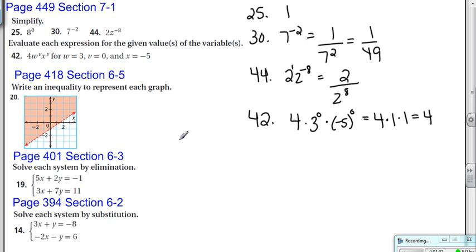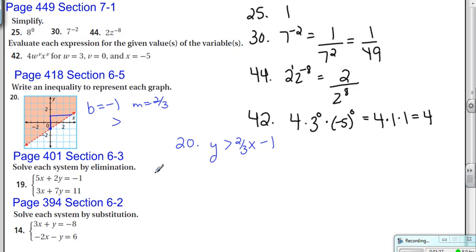Number 20, you have to write an inequality to represent that graph. My y-intercept is a negative 1. My slope is up 2 over 3, and it's going uphill, so that's a positive slope. That's a dotted line, and it's shaded above, so that's going to be a greater than sign. So when I put it all together, it's going to be y is greater than 2/3 x minus 1 when I put it in y equals mx plus b form.